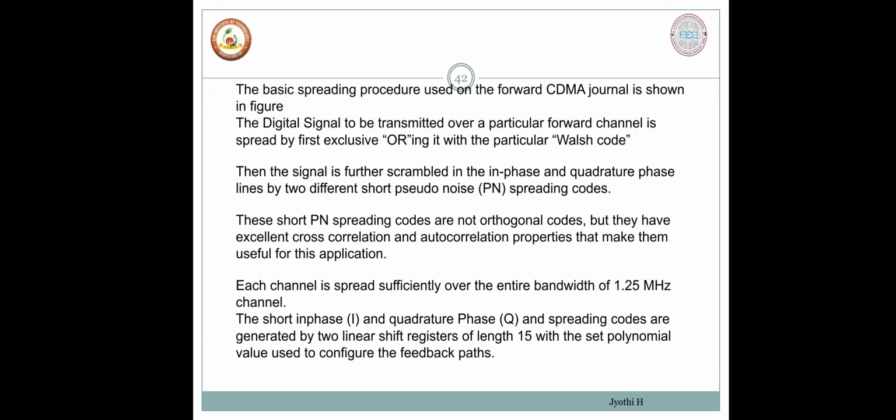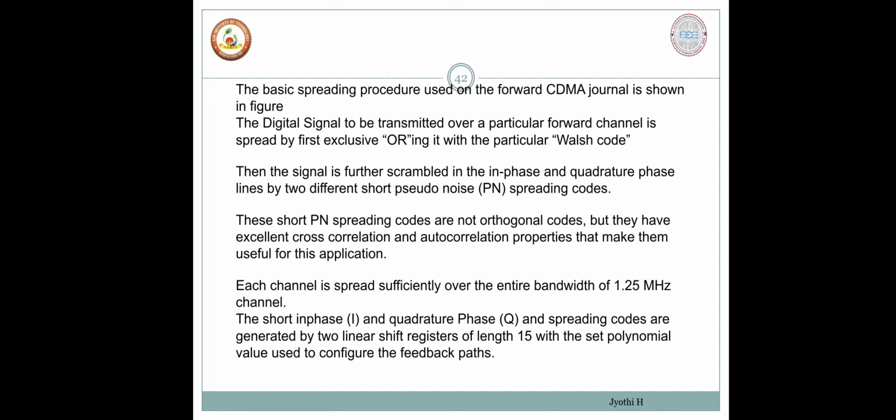The basic procedure used in the forward CDMA channel is as shown in the figure. The digital signal to be transmitted over a particular forward channel is spread by first exclusive ORing it with the particular Walsh code. Then the signal is further scrambled in the in-phase and quadrature lines by two different short pseudo noise spreading codes. These short PN spreading codes are not orthogonal codes, but they have excellent cross correlation and autocorrelation properties that make them useful for this application. Each channel is spread sufficiently over the entire bandwidth of the 1.25 megahertz channel.